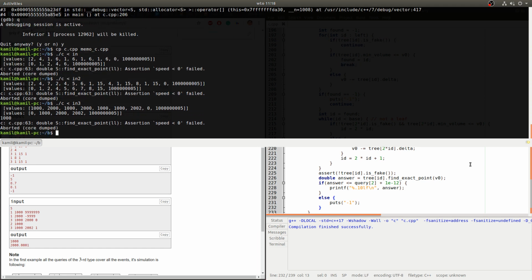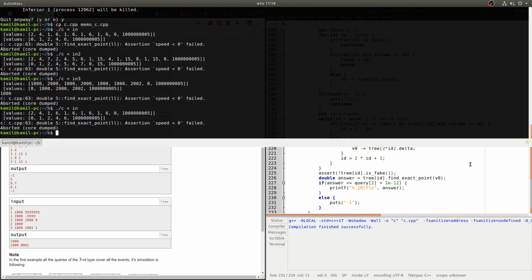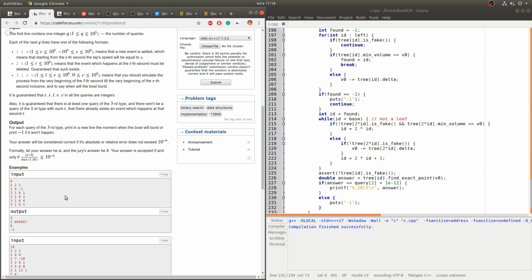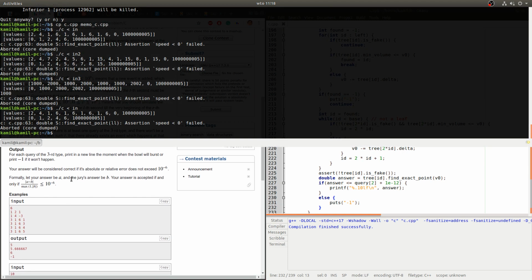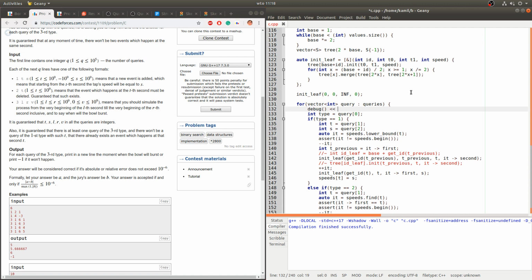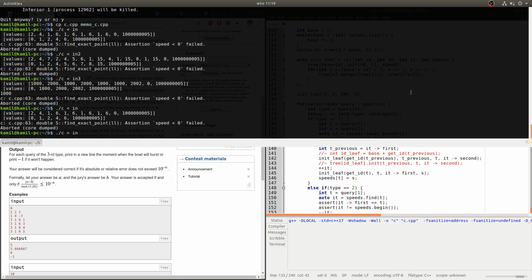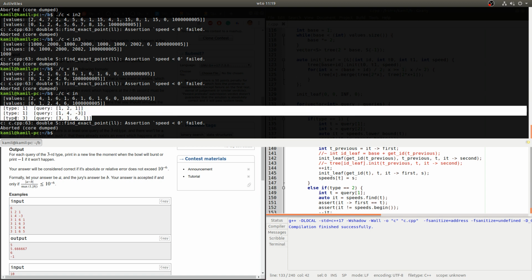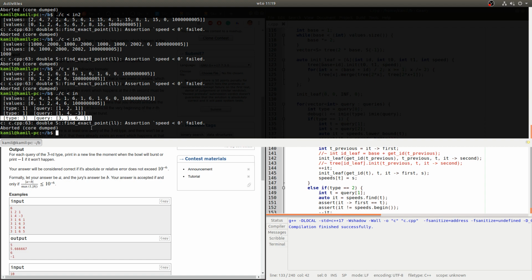What happens now? Still issues. Okay. So what I think I need to analyze the first test, this one. Debug type query. Okay, the issue happened for the first query of third type. I initialize, I set two leaves, then something bad happens.